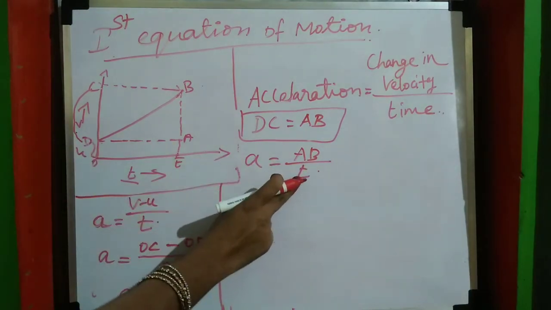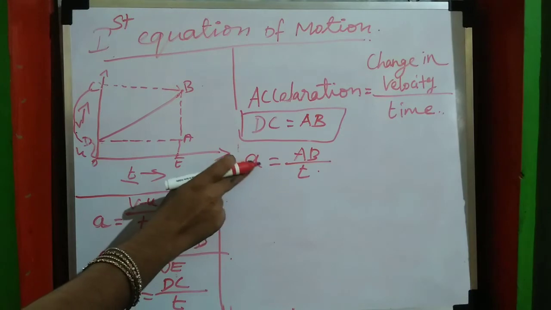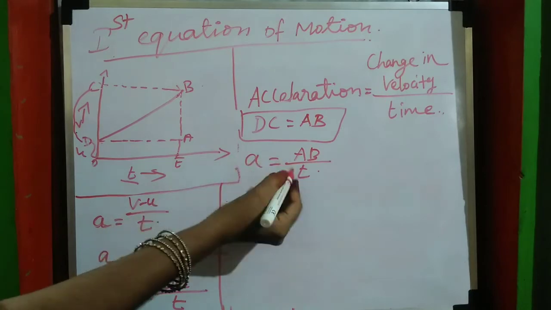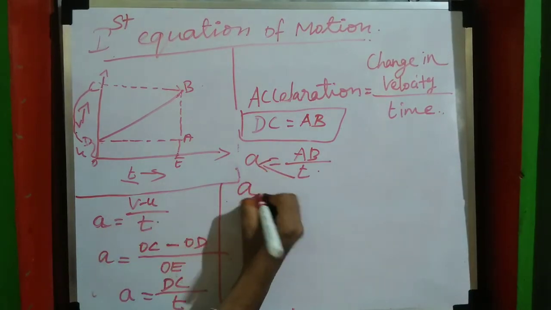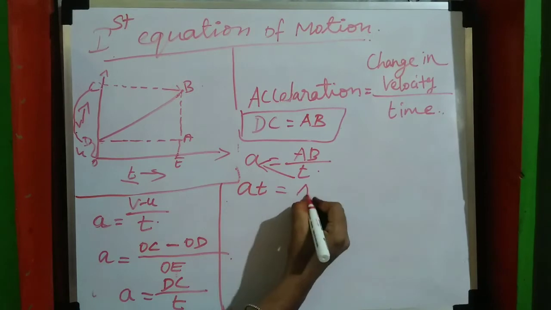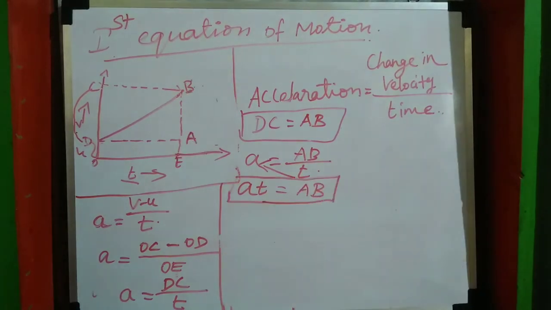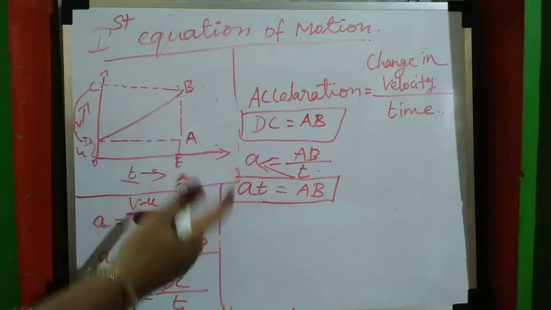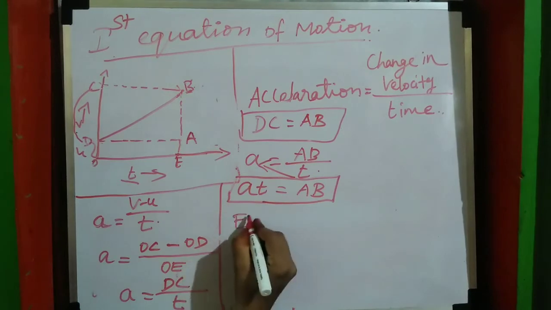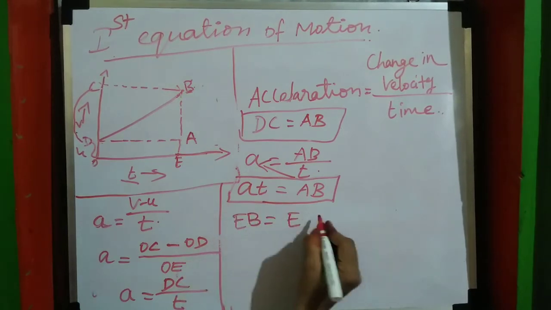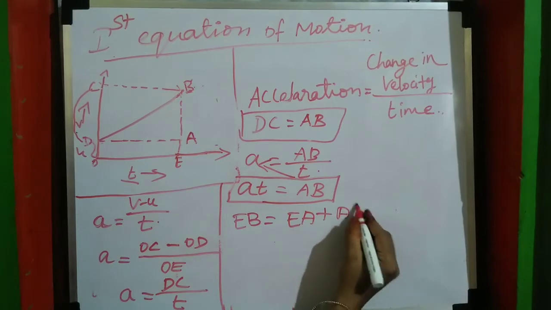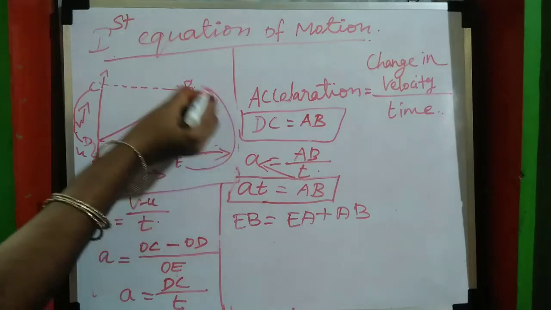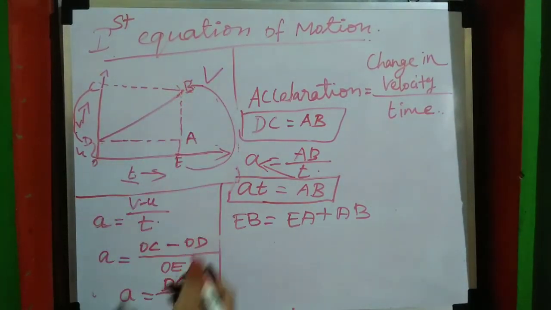The time T goes to the other side. The division changes to multiplication on the other side. So write this equation: acceleration into time is equal to AB. From the graph, EB is equal to EA plus AB. EB is denoted the final velocity V.